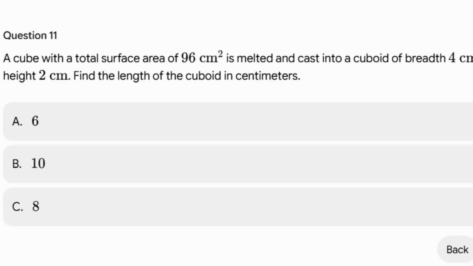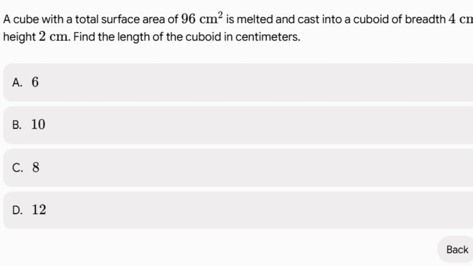Next problem. A cube with a total surface area of 96 centimeters square is melted and cast into a cuboid of breadth 4 centimeters and height 2 centimeters. Find the length of the cuboid in centimeters.